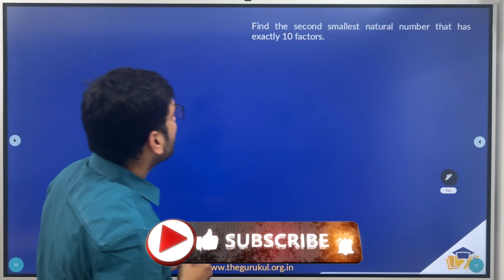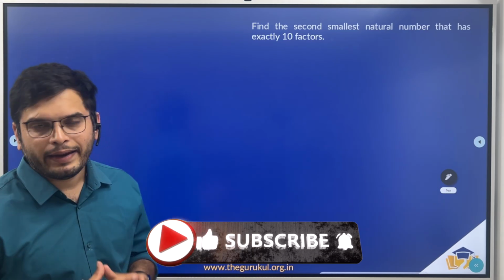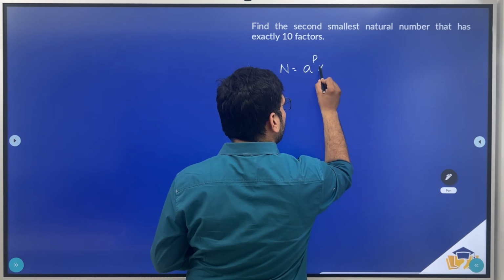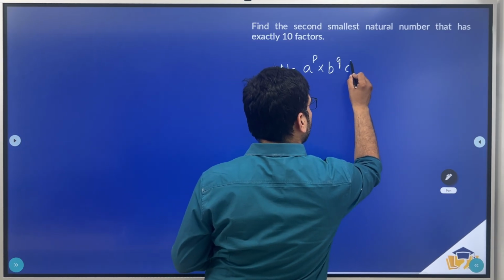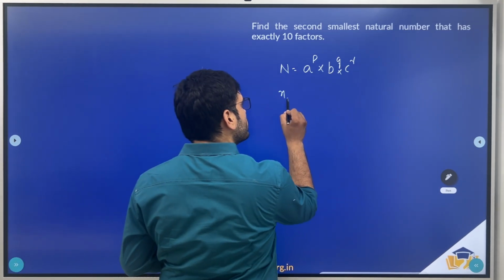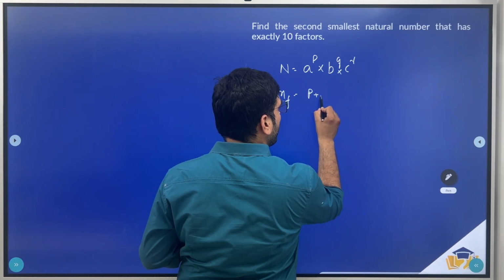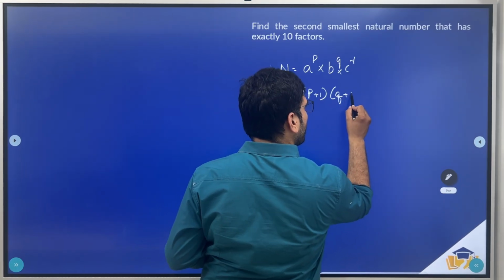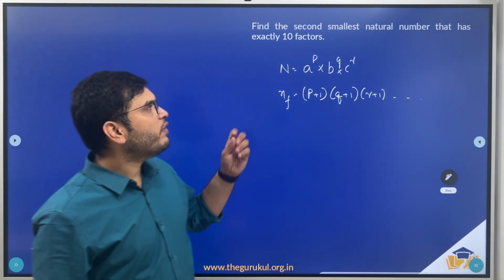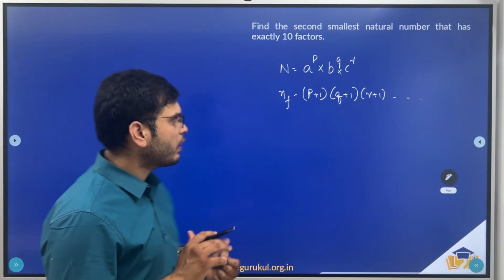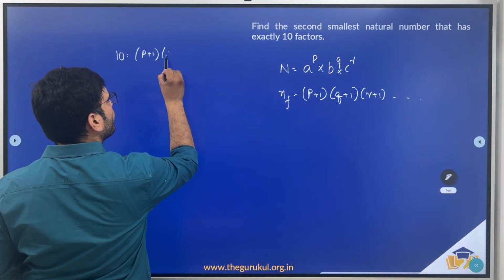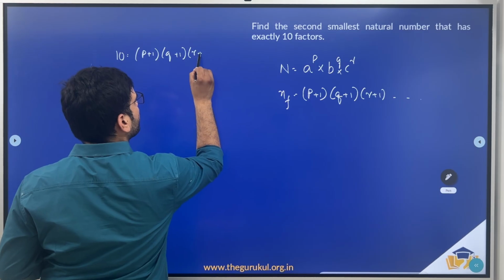Now coming to the second question, find the second smallest natural number that has exactly 10 factors. Now if we have any number in the form of a power p into b power q into c power r, given that a, b and c are prime, then total number of factors would be p plus 1 into q plus 1 into r plus 1 and so on. Right? Now here in this question we are given the total number of factors being 10, right? So 10 will be equal to p plus 1 into q plus 1 into r plus 1 and so on.